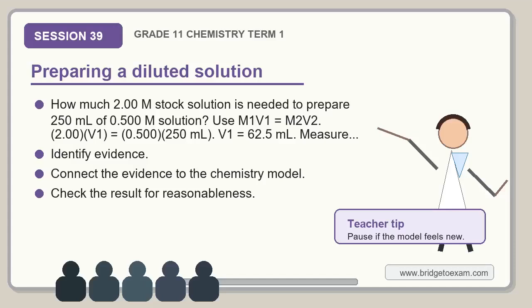Now let's work an example. Preparing a diluted solution. How much 2.00 M stock solution is needed to prepare 250 milliliters of 0.500 M solution? Use M1V1 equals M2V2. 2.00 V1 equals 0.500 times 250 milliliters. V1 is equal to 62.5 milliliters. Notice how the answer comes from evidence and reasoning.